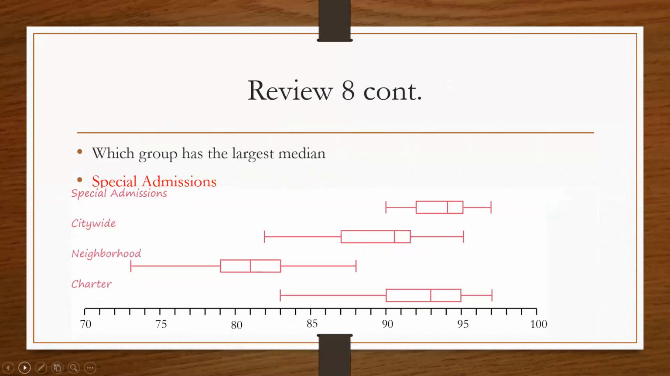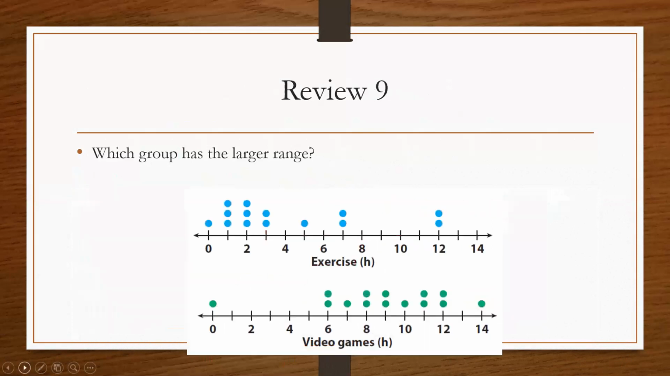All right. Yep. You guys are right. It is special admissions because you can see on the graph that the median, which is just right here, goes down. So I guess that's about 94. So it's got the highest one compared to charter, which is 93, and all that other stuff. So good job, guys. And I believe this is the last question. I'll give you guys a little bit of time.